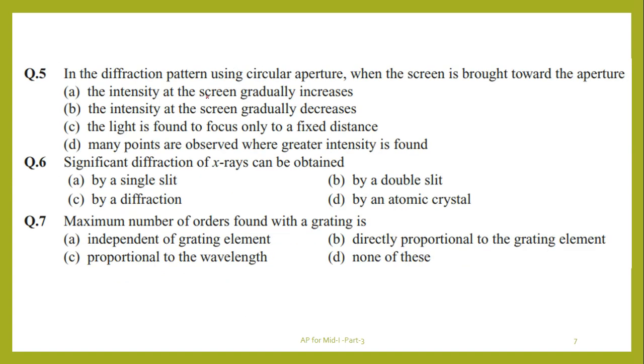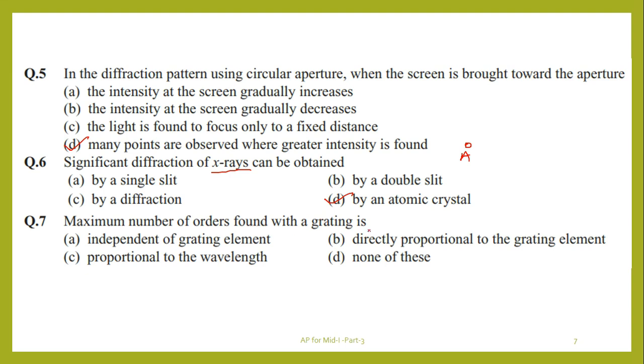Then in the diffraction pattern using a circular aperture, when the screen is brought towards the aperture, this may not be in our syllabus, but the answer will be many points are observed where greater intensity is found. Next one, significant diffraction of X-rays can be obtained. The basic condition is we have to take wavelengths in the order of angstroms. That's the only chance, by atomic crystals.